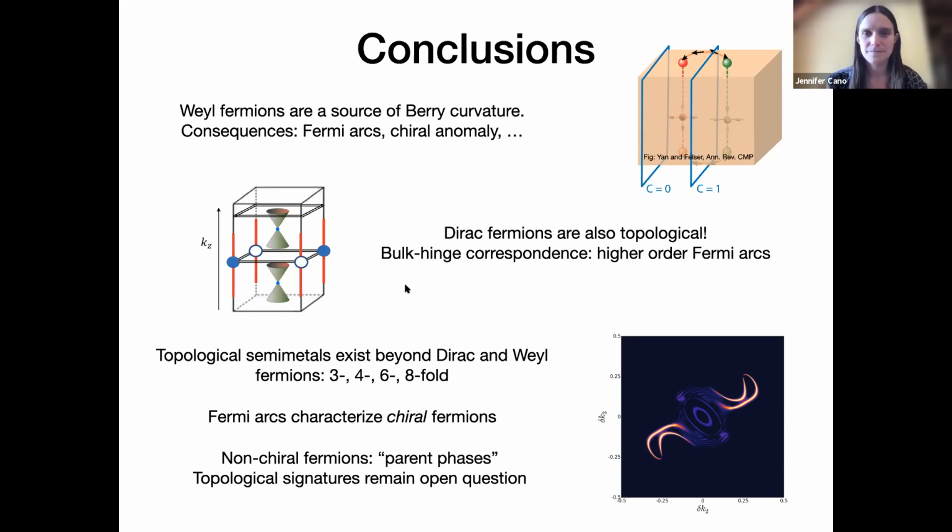Thanks. Okay, thank you. Irian Sanchez asks, since Weyl fermions can be considered as monopoles of Berry curvature, if any, what would be the geometrical interpretation of Fermi arcs and their chiral characterization?